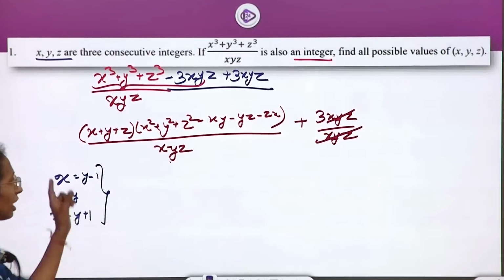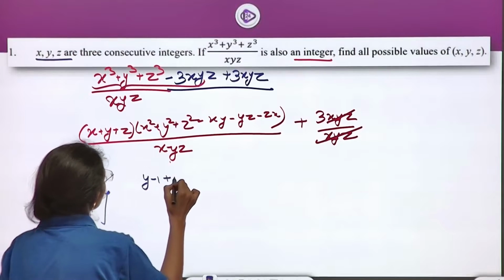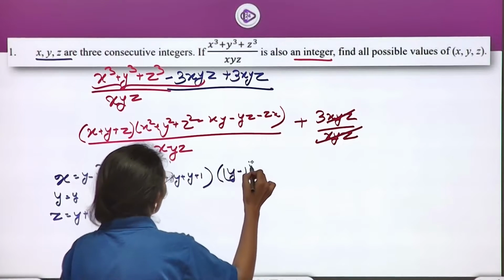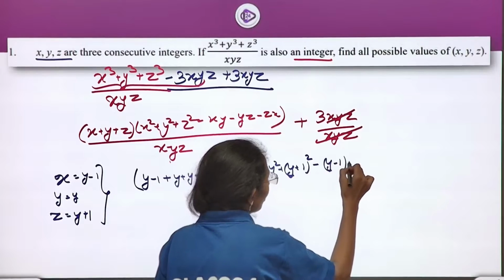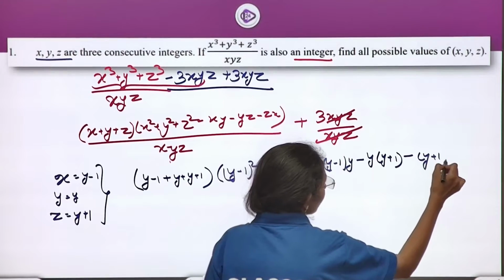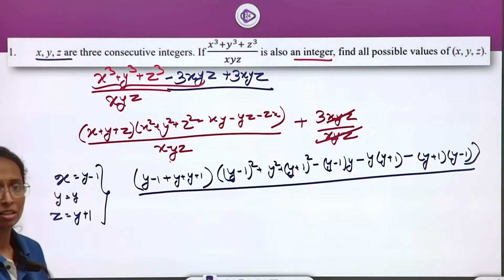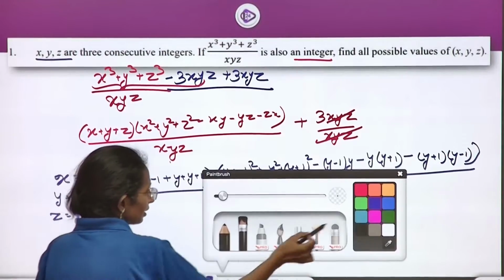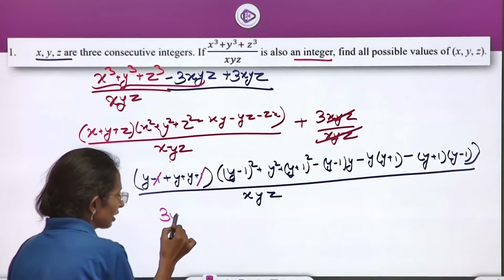and substituting all the three values in the numerator, we get (y minus 1 plus y plus y plus 1) as my first bracket, and then (y minus 1) square plus y square plus (y plus 1) square minus (y minus 1) into y minus y into (y plus 1) minus (y plus 1) into (y minus 1). This is my numerator of the term which is required to be an integer. Now upon xyz, we can see that minus 1 plus 1 is getting cancelled, so the first bracket is giving us 3y.